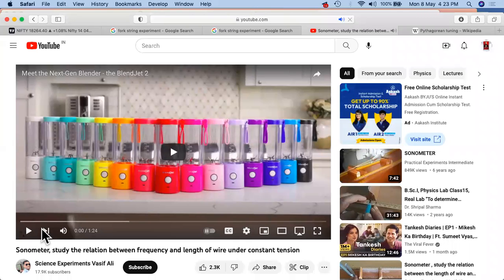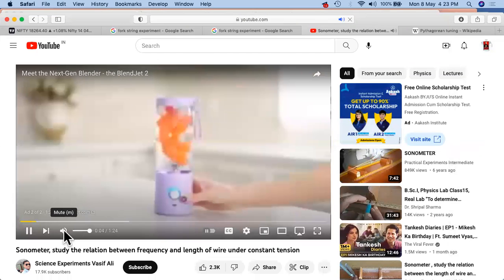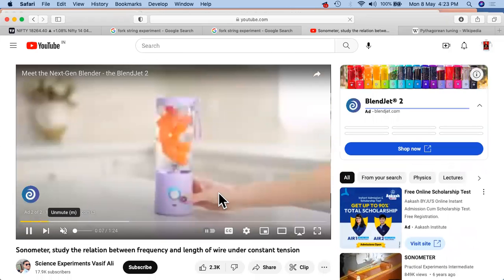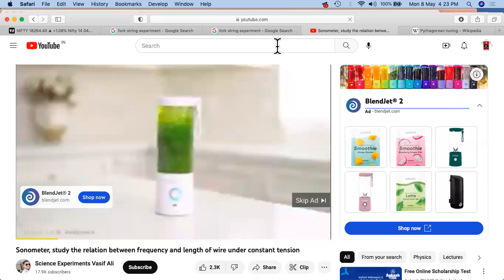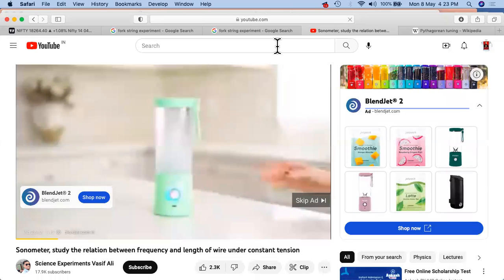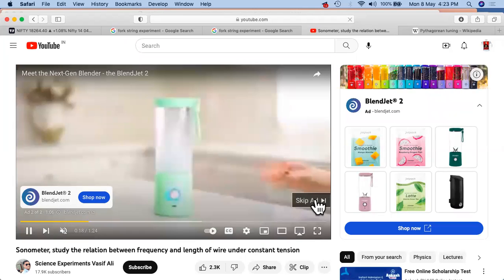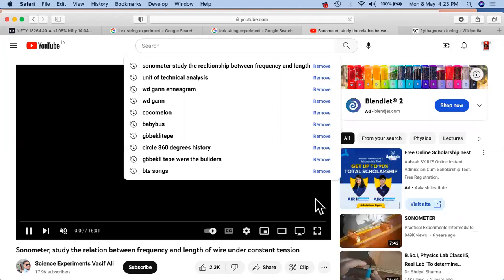I'm sorry for that. I'm really sorry again for that part. So, I guess I haven't searched over there. Sonometer study. If it is not there, the experiment is already there, so I need to probably skip. My apologies for this part.